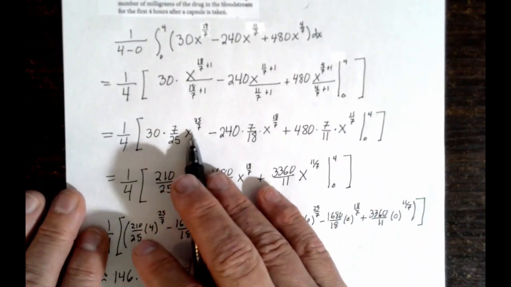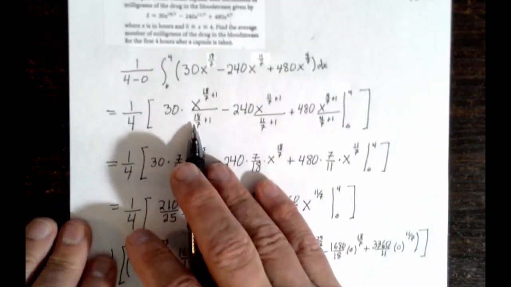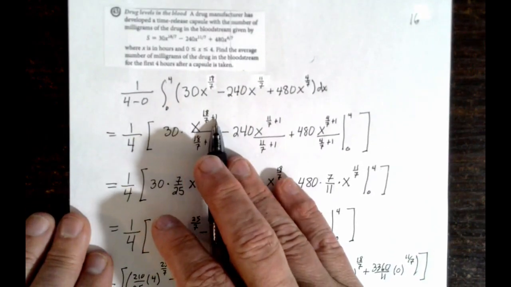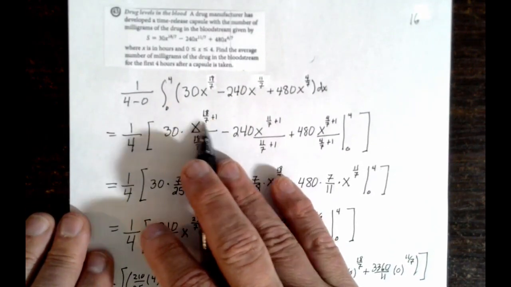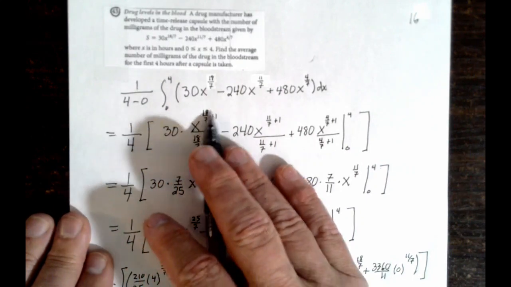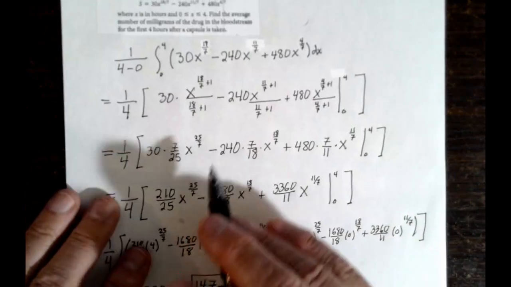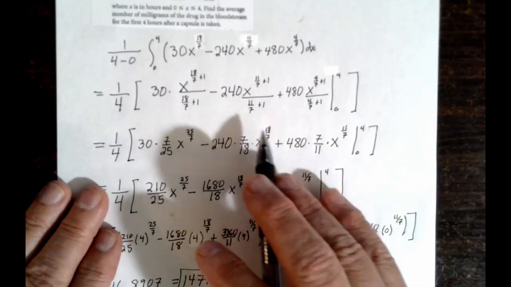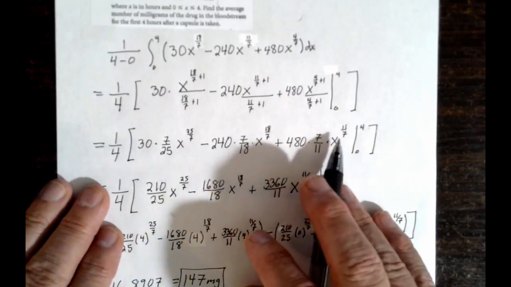They're not easy to work with, but if you use your calculator, just type in 18 divided by 7 plus 1, hit enter, and then hit math 1, enter, and it'll give you 25 over 7. And then 11 divided by 7 plus 1, hit enter, and then hit math 1, enter, and it gives you 18 over 7, and same thing here.